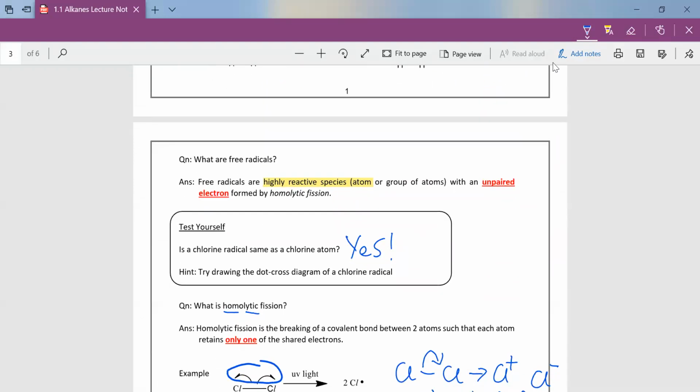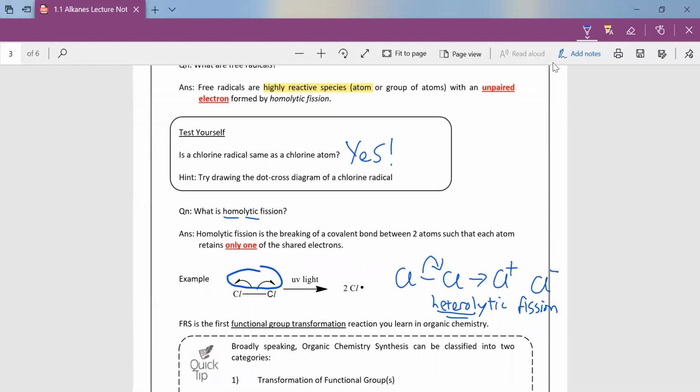Okay, so homolytic fission is the breaking of a covalent bond between two atoms such that each one only retains one of the shared electrons. All right, so an example you can see is right here. This is an example of homolytic fission.